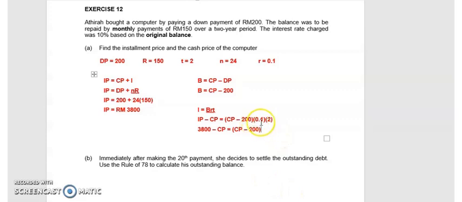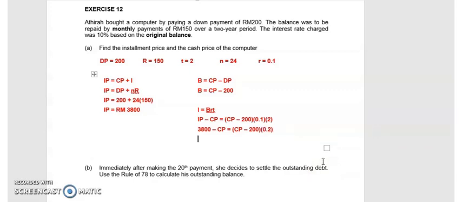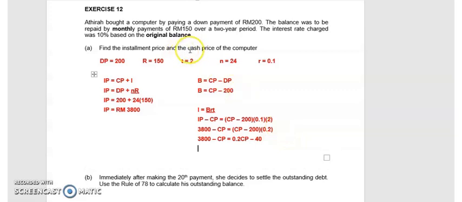So this one, since it is multiplication, you can solve this 2 first. So 0.1 multiplied by 2 is 0.2. Okay, then settle this part. 3800 minus CP equal to, okay, expand the value in the bracket here. CP times 0.2 is 0.2 CP, minus here 200 multiplied by 0.2 is 40. Okay, now we want to find the cash price. So make cash price the subject.